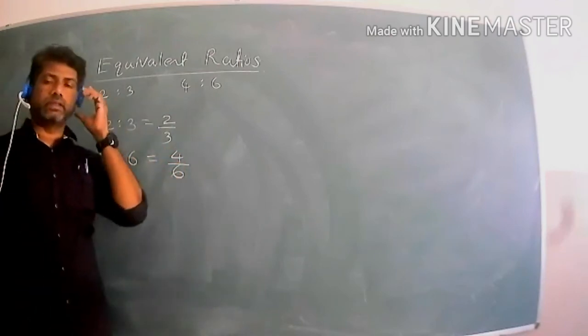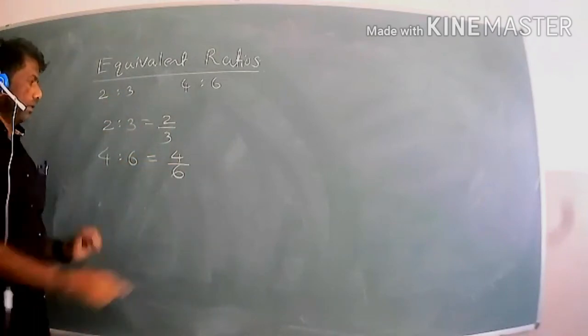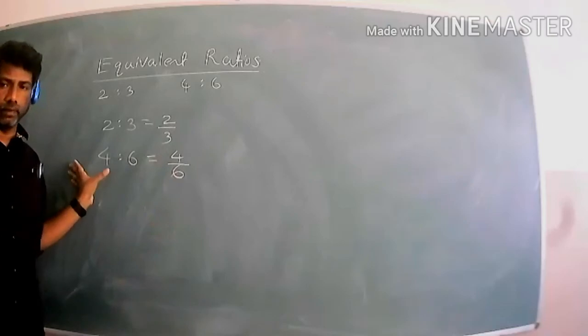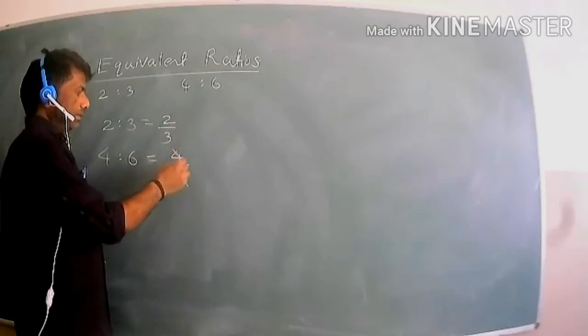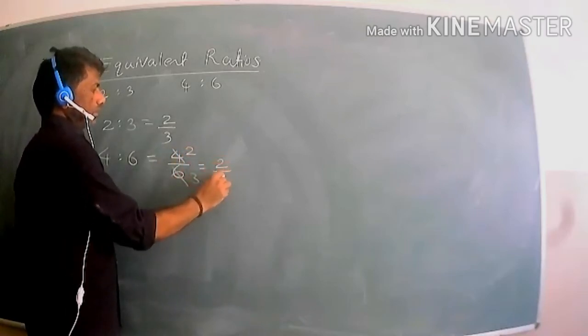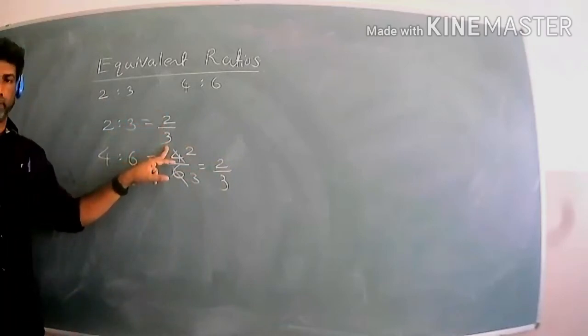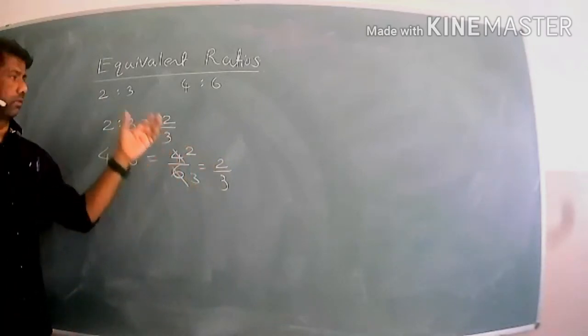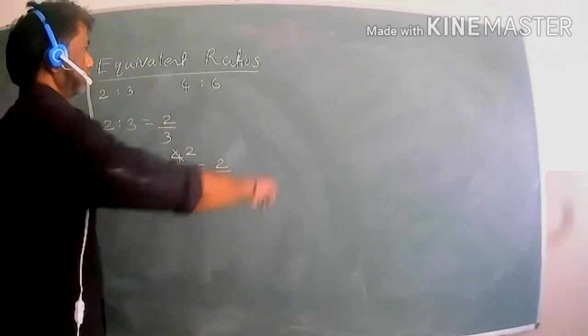And a ratio has a property. When you write a ratio in fraction form, if it can be simplified, you have to simplify it. 4 by 6 again we can cancel. 2 2s are 4, 2 3s are 6. The answer is again 2 by 3. So this is also 2 by 3, this is also 2 by 3. Both ratios are equal.